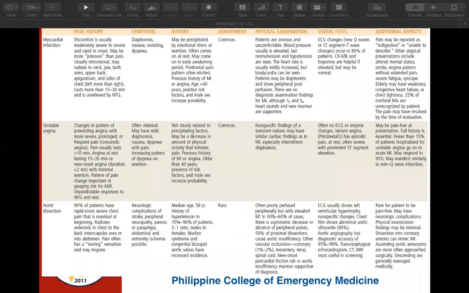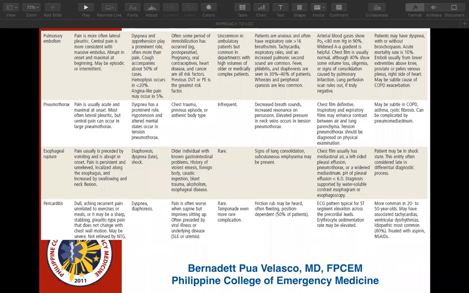Okay, the next succeeding slides are the differential diagnosis of chest pain, their history, associated symptoms, supporting history, useful tests that we can do for this patient, and advice that we can give to this patient. So among the differentials that you can think of in a patient having chest pain are myocardial infarction, unstable angina, aortic dissection. You can also have pulmonary embolism, pneumothorax again, esophageal rupture, and pericarditis.